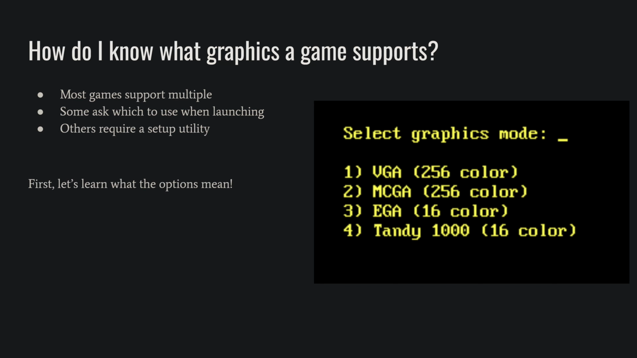How do you know what graphics options a game supports? Some of them, when you launch them, will just straight up tell you what graphics options they support, but unless you know what those options mean, you might not know which one to pick or which one looks best to you. So we're going to cover that today. Other games, the ones that launch and don't ask you, a lot of times will have a setup utility. We're going to go through that in a couple parts, but we're going to get through the graphics first.